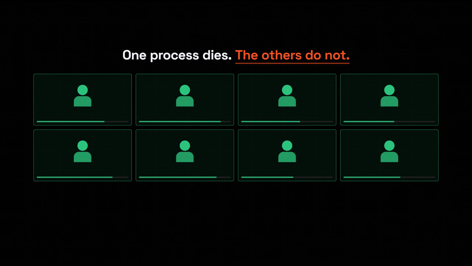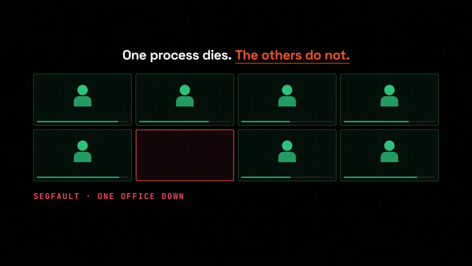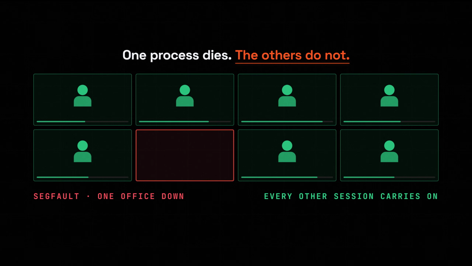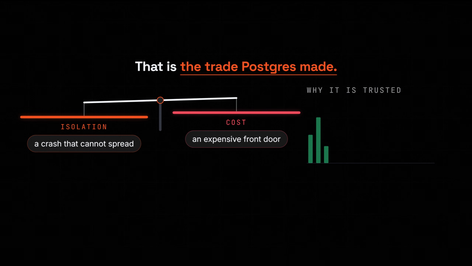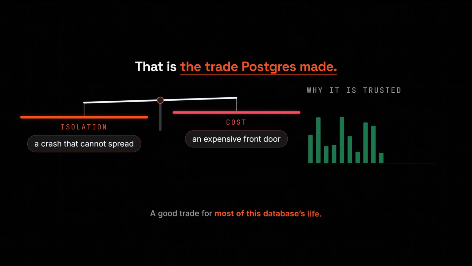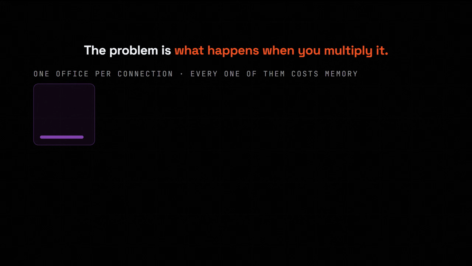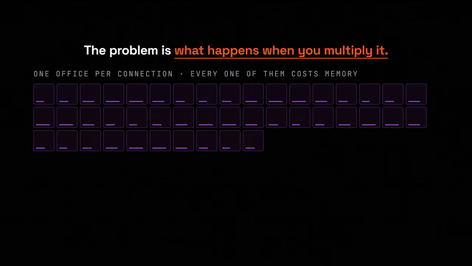If your query hits a bug and segfaults, it takes down your office. One process dies. The other sessions on that machine carry on as if nothing happened. That is the trade Postgres made, an expensive front door in exchange for a crash that cannot spread. It has been a good trade for most of this database's life, and a large part of why it has a reputation for not losing your data. The design is not wrong.